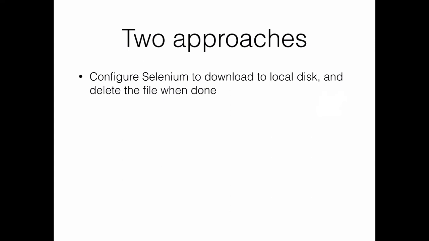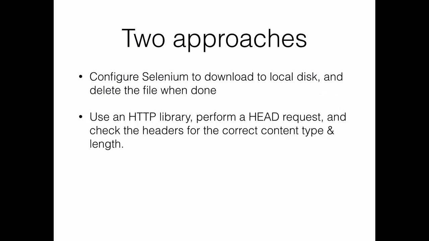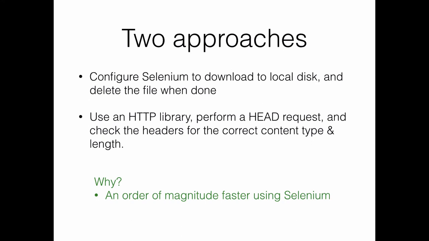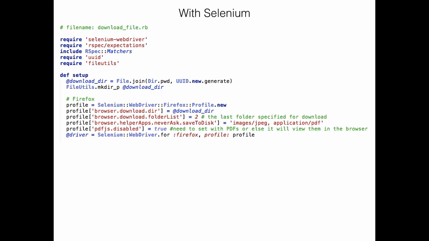I'm getting ahead of myself. Sorry, there's two approaches. You can configure Selenium to download to local disk and then delete the file when you're done. Or you can use an HTTP library and perform what's called a HEAD request. You get the headers back and you can check them to make sure that the content type and length are correct. You would do this because the HEAD request is an order of magnitude faster than using Selenium, and there's no need to actually download the file or deal with file management. So now let me show you real quick what it looks like with Selenium.